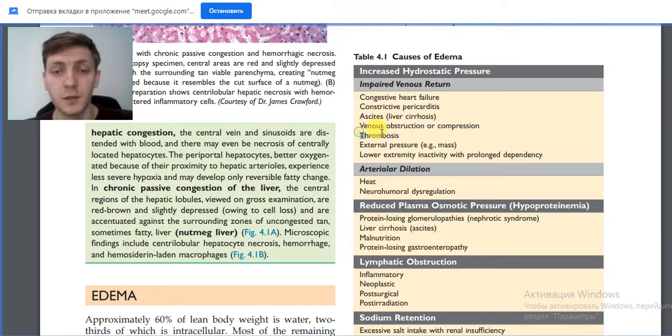Okay, and finally thrombosis of veins. Thrombi might appear not only in arteries but also in veins, and they can obstruct the return of blood. Then external pressure, like a mass. The example of the airplane is a better explanation here. Lower extremity inactivity with prolonged dependency is similar. The main idea is that veins are collapsed, how it happened doesn't matter.